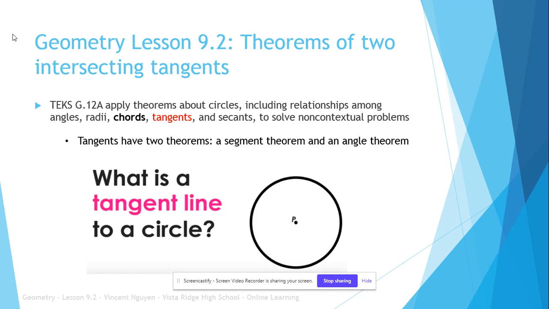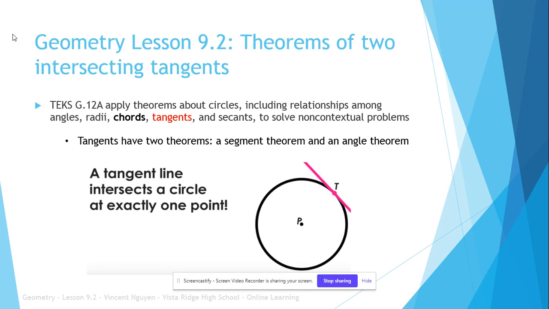So first of all, before we talk about the tangent theorem, let's talk about the definition of what a tangent is. So what is a tangent to a circle? Well, a tangent is a segment that intersects a circle at only one point. As you can see, that red line right here that touches the circle right here at point T is called the tangent line. This is called the point of tangency, appropriately named.